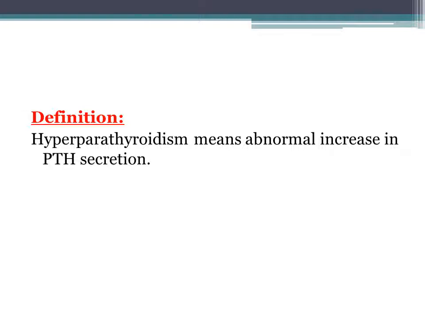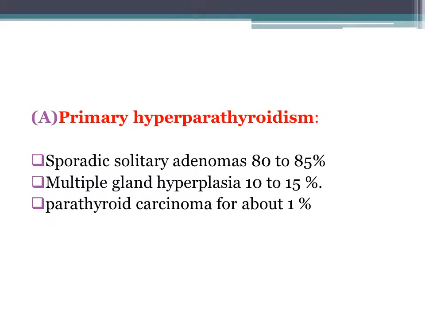So what are the drawbacks of increased PTH secretion? We will know later on. First, what are the types of hyperparathyroidism? It may be primary hyperparathyroidism, which may be sporadic: solitary adenoma from 80 to 85%, multiple gland hyperplasia from 10 to 15%, or parathyroid carcinoma for about 1%.